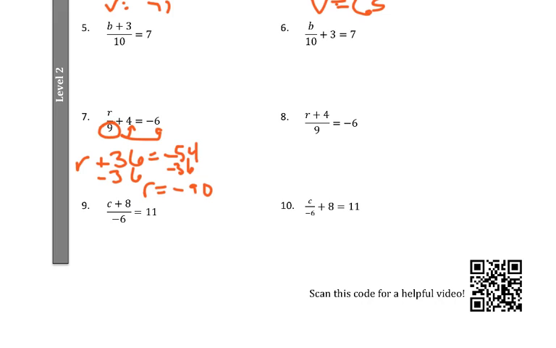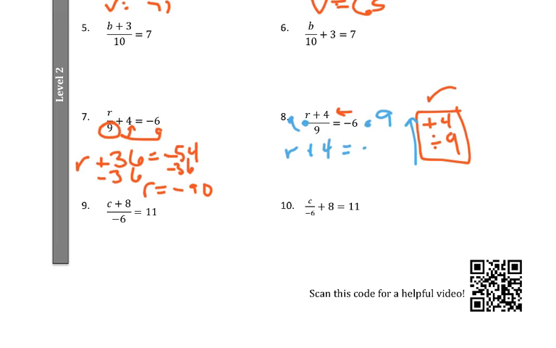Sorry, my brain. Alright, let's come over here to question 8. First of all, let's use the box of doom. We're solving for r. In this example, because there's a plus 4 on top of the fraction, technically plus 4 is closer to r than the divide by 9. So I'm going to do the opposite stuff backwards. Let me start by multiplying both sides by 9. So we would get r plus 4 equals negative 54.